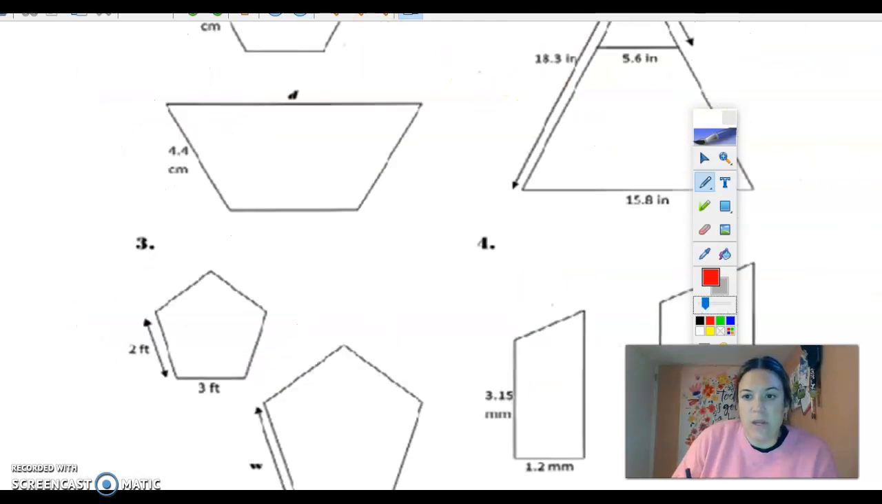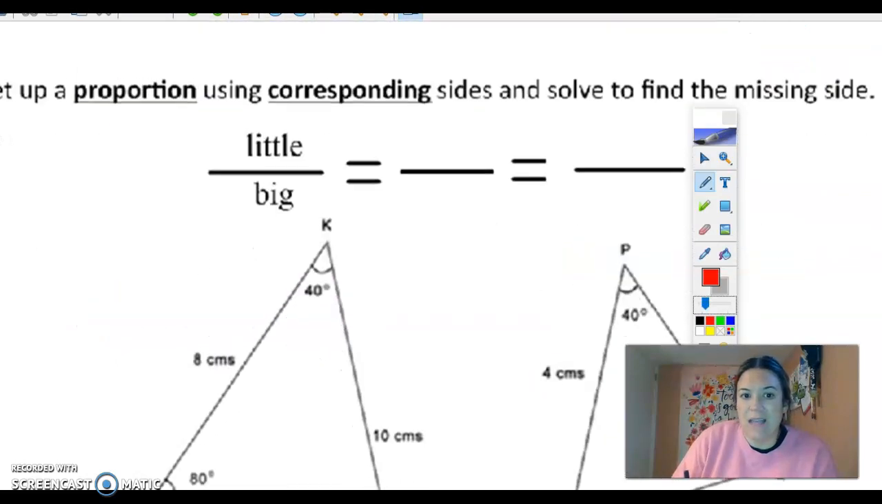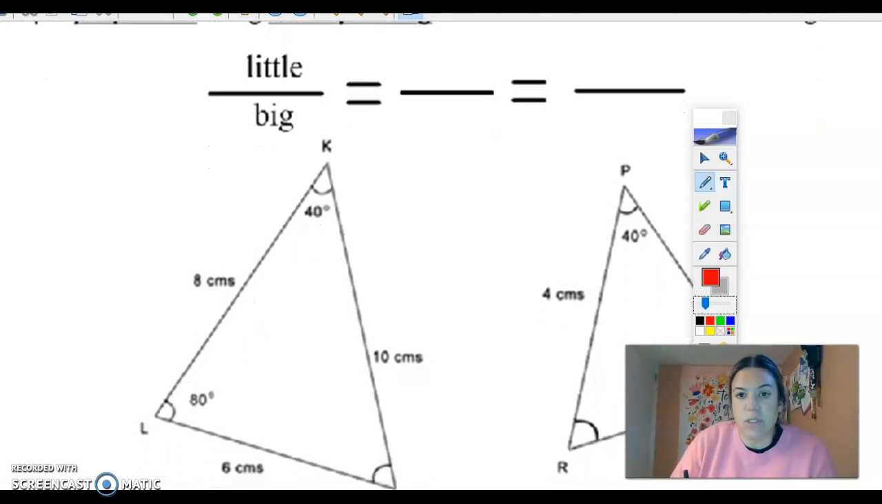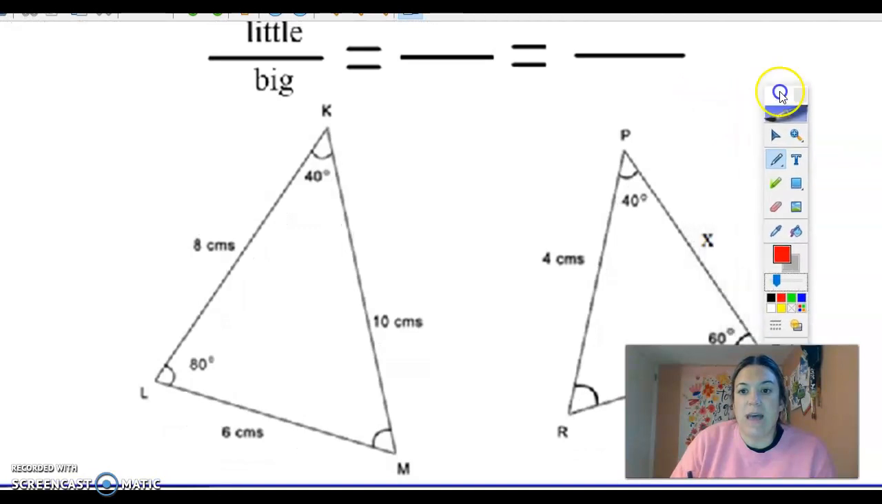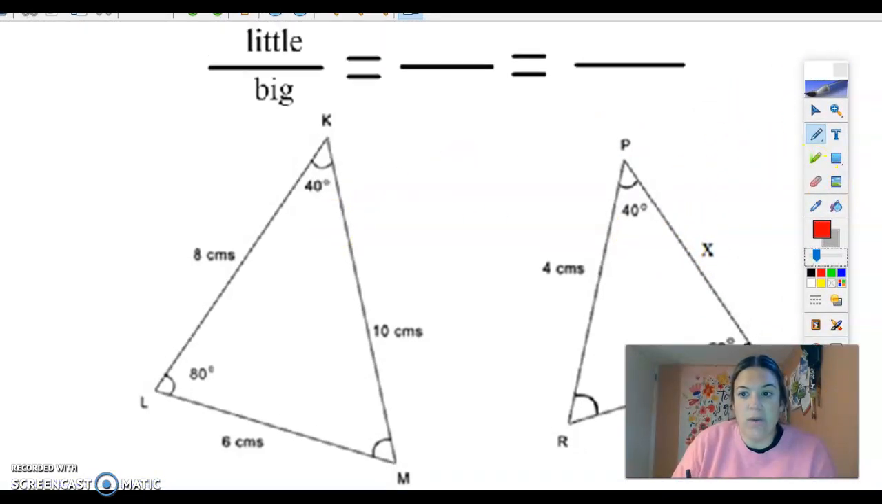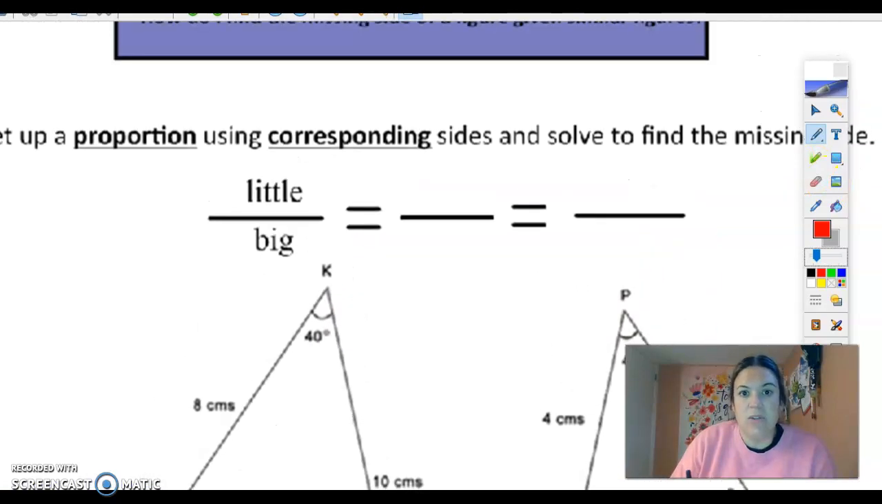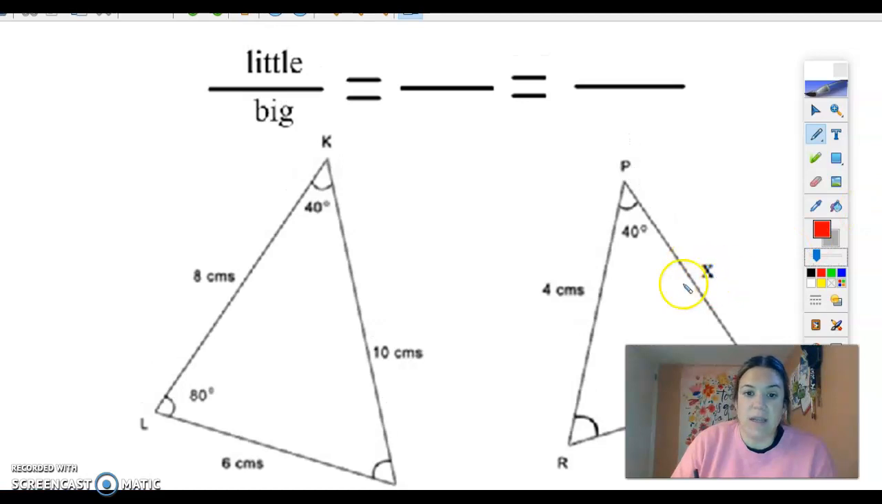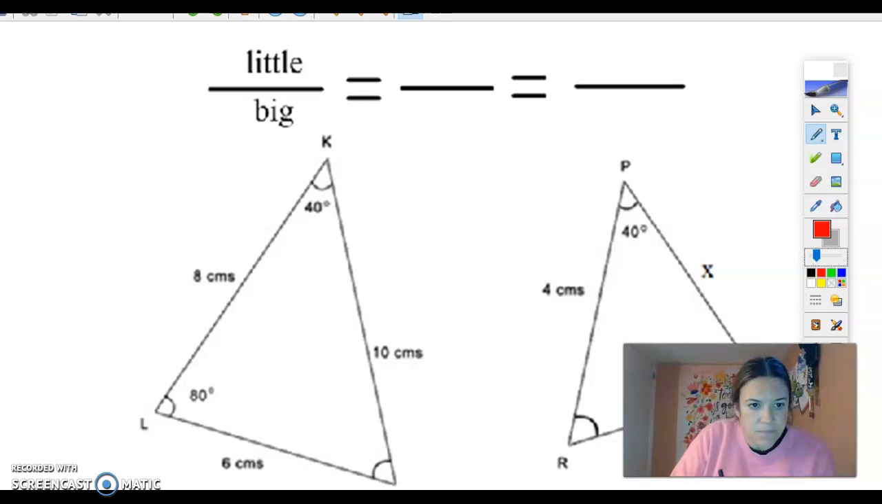Okay, now that we know the corresponding sides have to be in proportion in order for two figures to be similar, we can use that when we have a missing side like this. So if I am telling you that these two figures are similar, you can use a proportion to find this missing side. So this 8, this is 40 degrees, and that's 40 degrees, and that's, does that say 60 degrees?